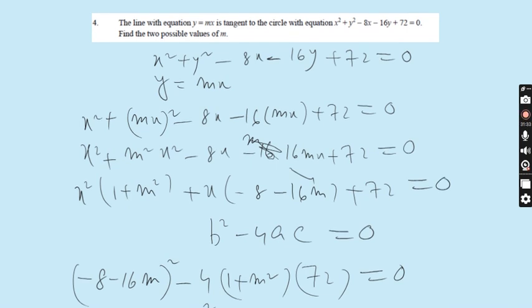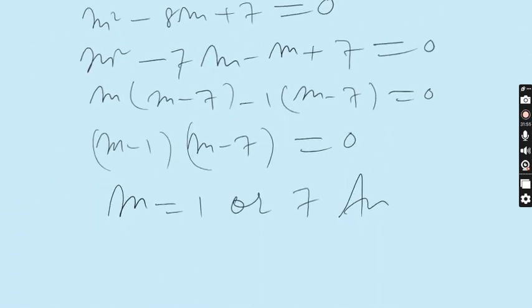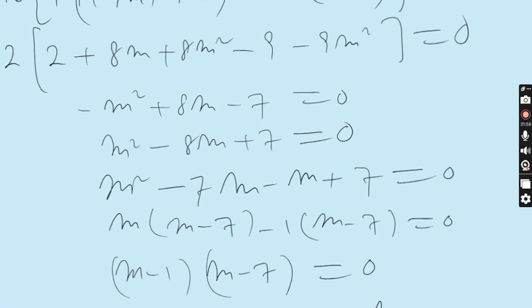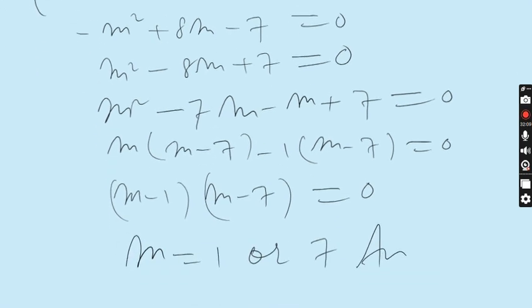The line with equation y equals to mx is tangent to the circle with equation x square plus y square minus 8x minus 16y plus 72 is equals to 0. So if a line is tangent to the circle, the discriminant is 0. It means the roots are equal. And if the discriminant is 0, then we have to put the line in the circle, make the quadratic equation, and then take b square minus 4ac is equals to 0 in order to find the values of m. And in previous question, find the values of k.